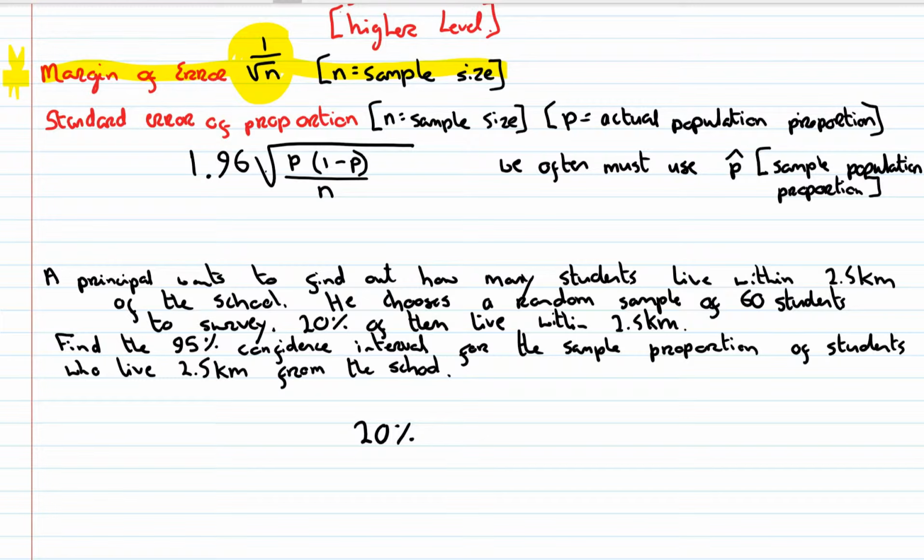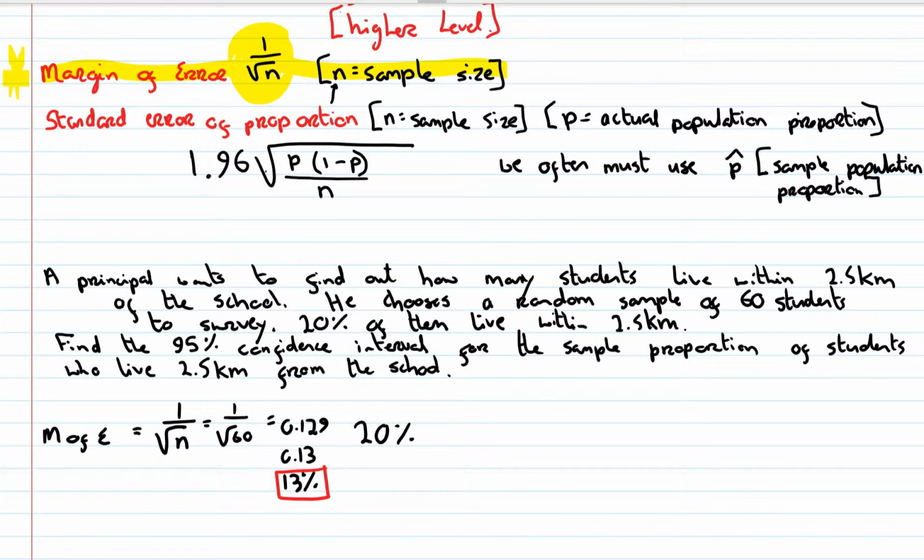So to see how much wrong he might be, we first of all get the margin of error. And remember, the margin of error is 1 over root n, and n, it says up here, is the sample size. So that's 1 over root 60, which will give us 0.129, which will be rounded to 0.13, and that is 13%. So according to this margin of error, he might be wrong by 13%.